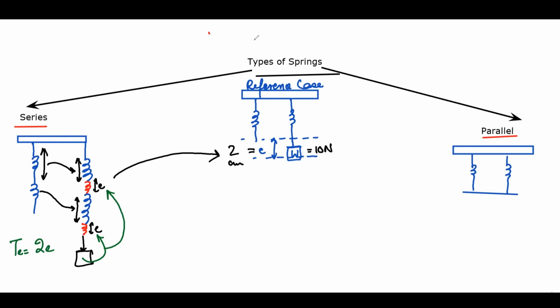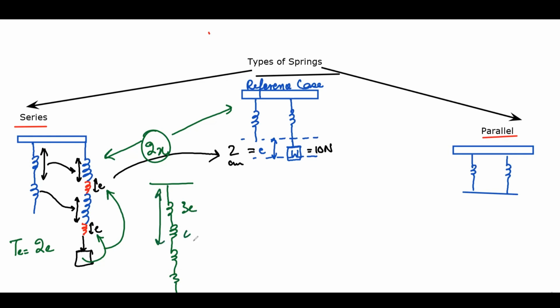Do we understand this? Yes. So a series combination will extend 2 times in comparison to the reference case, right? And of course it can be repeated in a manner. Right now we have 2 springs. What if we had 3 springs? How much would be the extension in this case? It would be 3. If we had 4 springs, then the total extension would become 4, right? So there is a trend in this situation, which I've just explained to you.